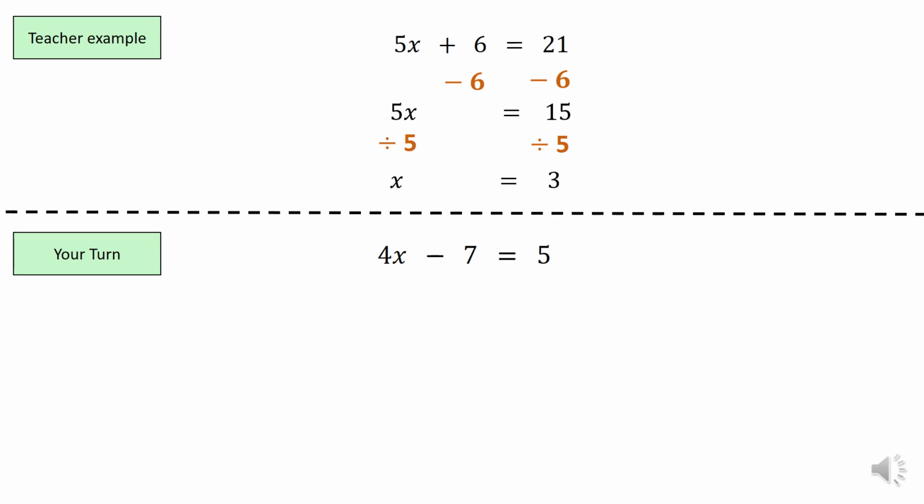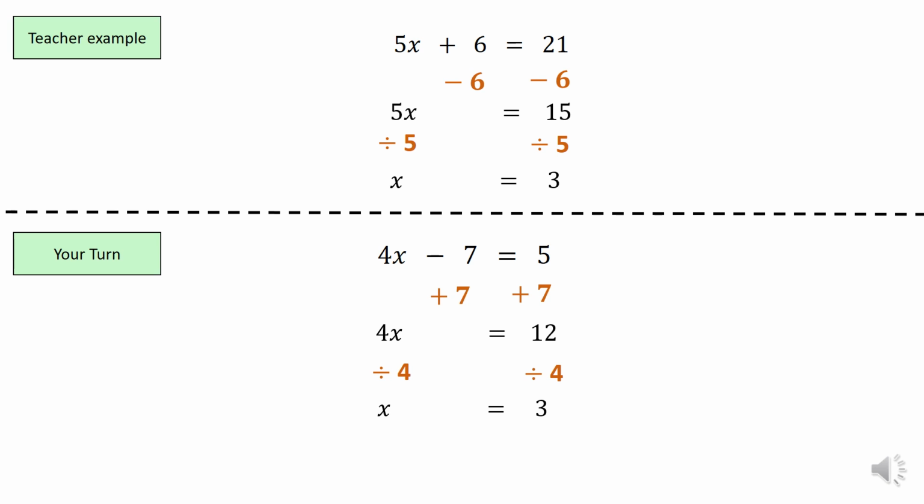Okay, so we should have answered the question, and it should be in the format that I have answered the question above. So we would have started off by adding 7 to each side. We would have been left with 4x equals 12, and now we just divide both sides by 4, and we would have ended up with x equals 3.